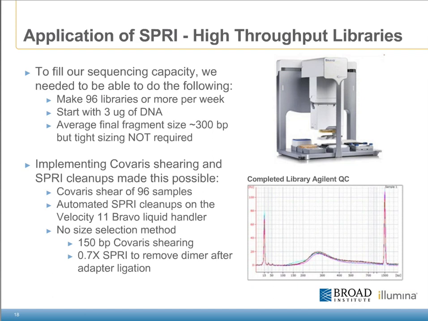And so by implementing our Covaris shearing optimized to an insert of about 200 base pair and the automated SPRI cleanups on the Velocity 11 Bravo liquid handler, we can make libraries that have an insert of 250 base pair and have no adapter dimer because it was removed with the 0.7x SPRI. An example here of the final Agilent after PCR is shown in the Agilent picture on the lower right. These are pretty consistent yields, pretty consistent sizing as well. And these were done basically in a day because there's no gels needed, no column cleanups needed. You just shear and go straight through enzymatic reactions and SPRI on the automation.